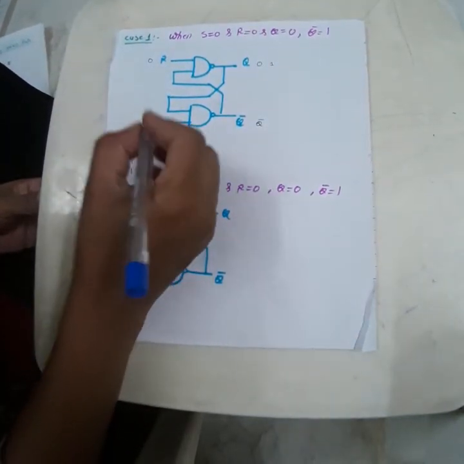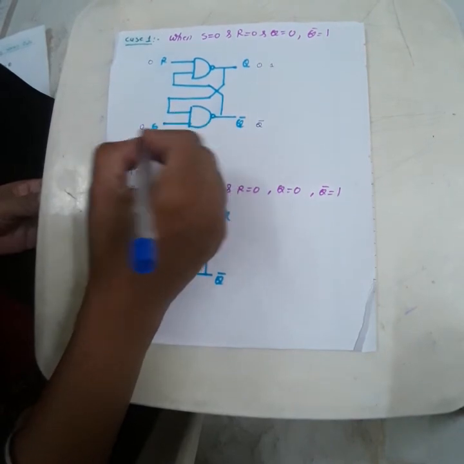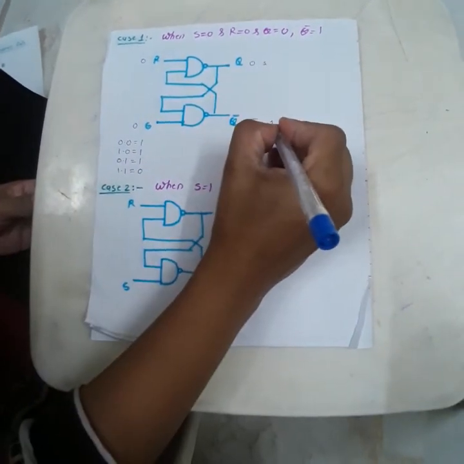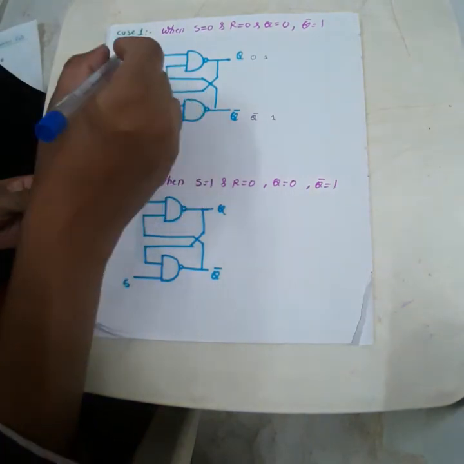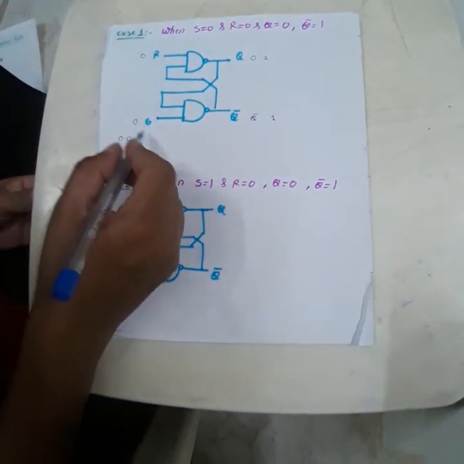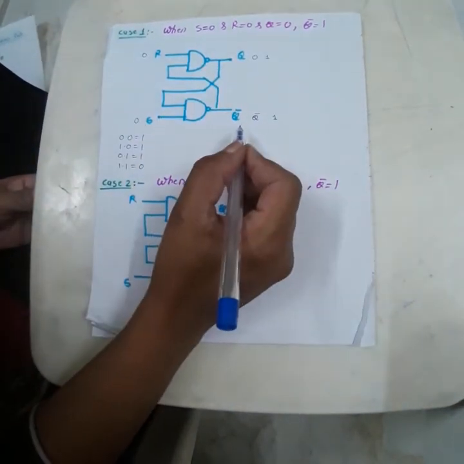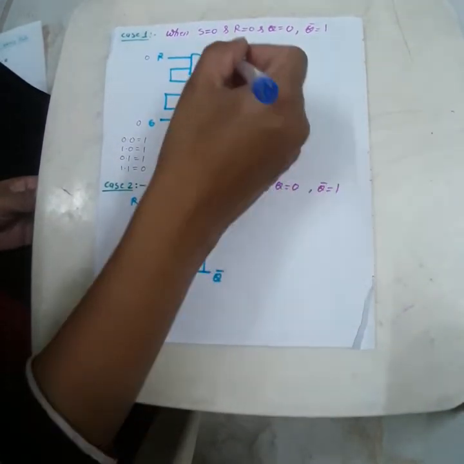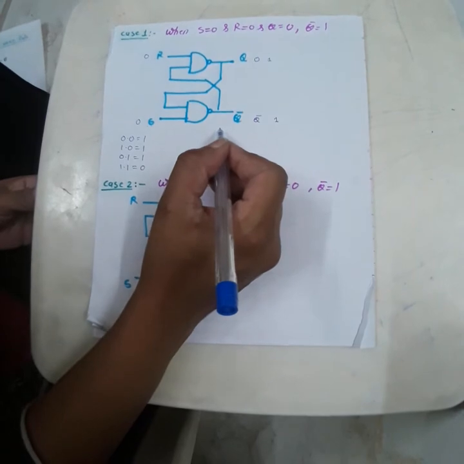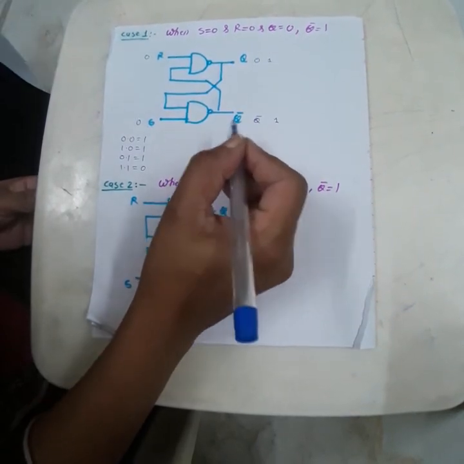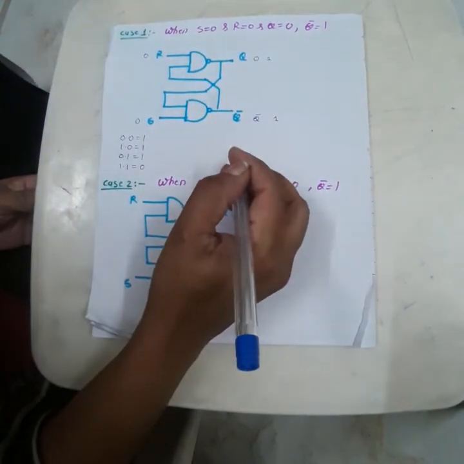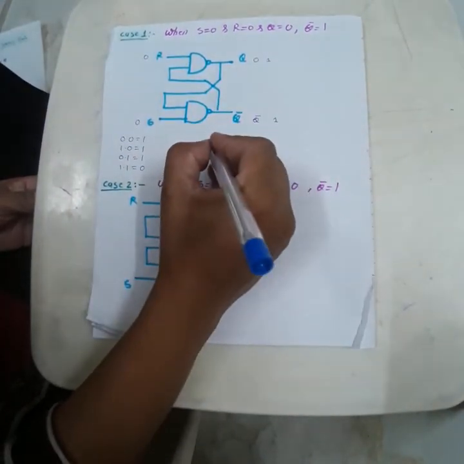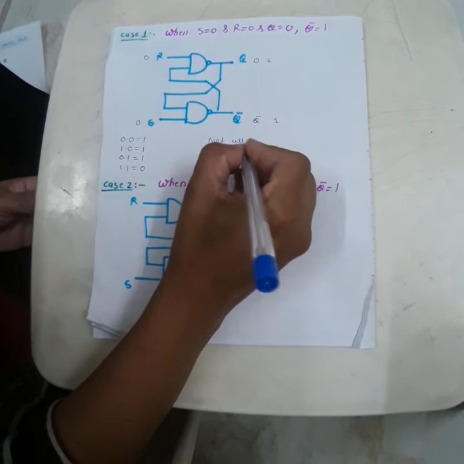And here also, S equals 0, so one of the inputs is 0, so you will get output 1. That means when R equals 0 and S equals 0, you will get both the outputs as 1. If both the outputs are 1, it is not possible because the outputs are complemented outputs. So that's why we call it the not allowed condition. So when S equals 0 and R equals 0, you will get the not allowed condition.